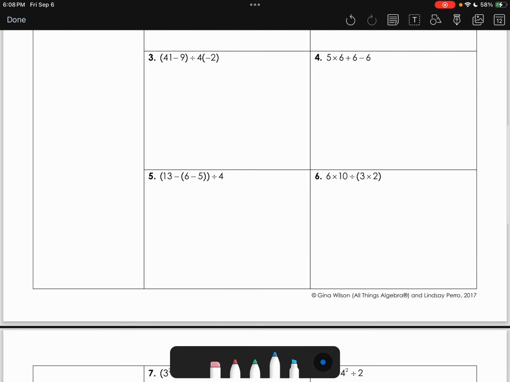Okay, now we're on to 3. We have in parentheses 41 minus 9. We're dividing that by 4 multiplied times negative 2. Okay, first thing we do here is we do our first parentheses, and 41 minus 9 is going to get us to 32. 32 divided by 4, and this parentheses over this, well, it really doesn't serve much of a purpose except for being able to tell that it's a negative 2 right there, and that there's an implied multiplication symbol here. 4 times, and we can keep it just for simplicity.